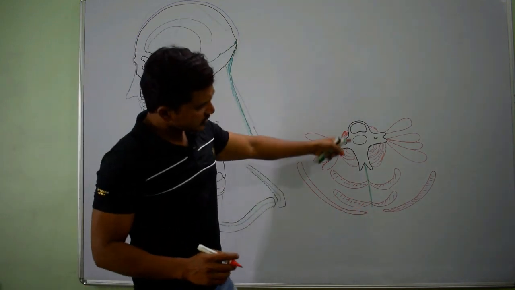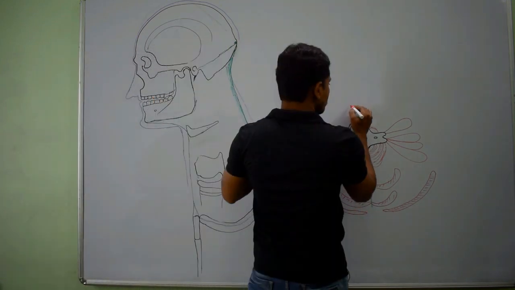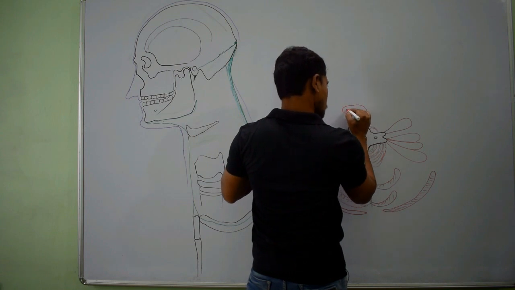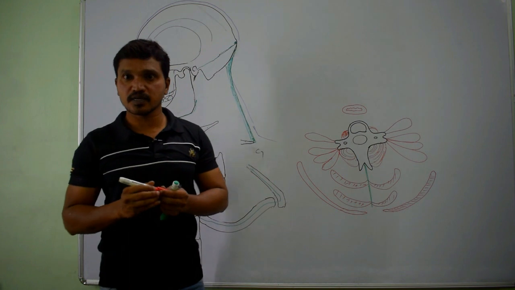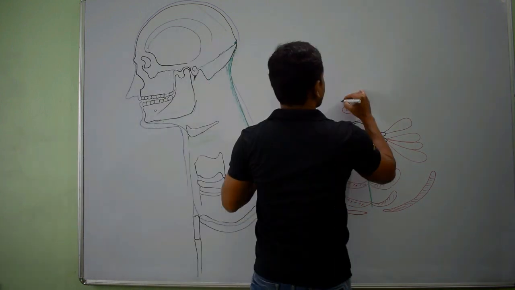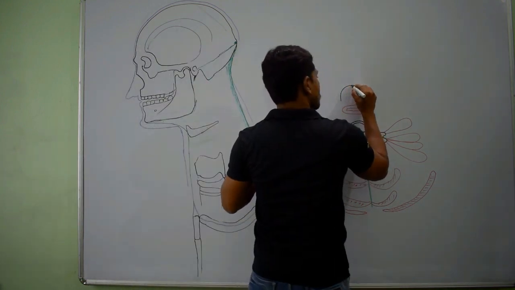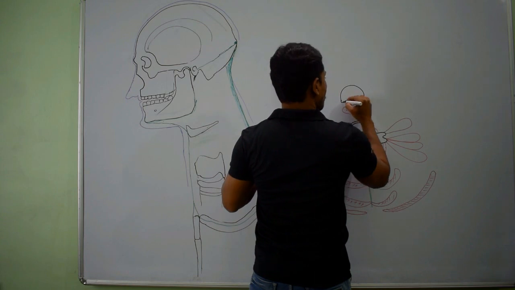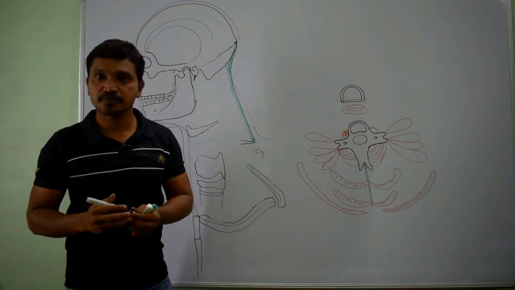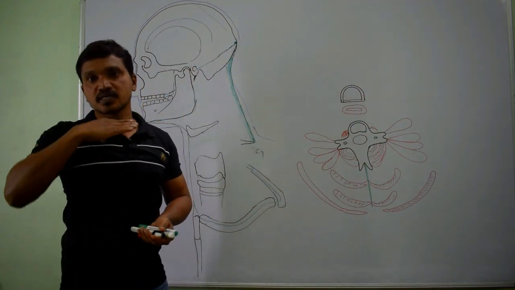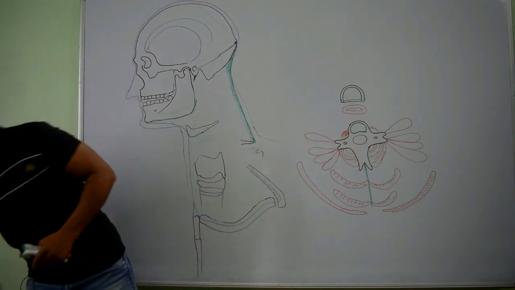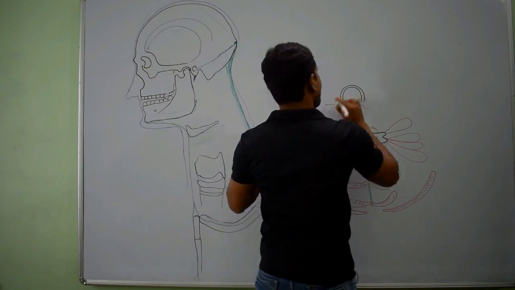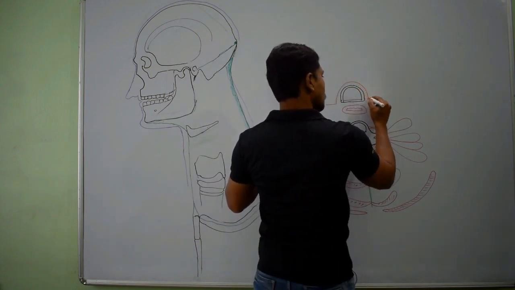Then any other structures are present in front? Yes, esophagus here. This is the esophagus. In front of esophagus, what you can see? You can see trachea actually. Here is the trachea. In front of the trachea, I told you we are taking the section at the level of thyroid gland. So we can see the thyroid gland here. This is thyroid gland.